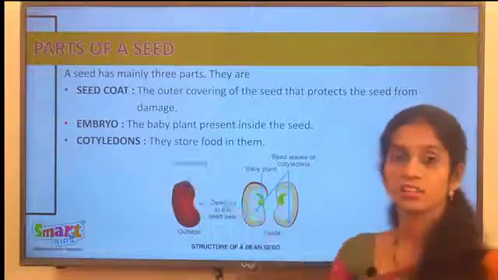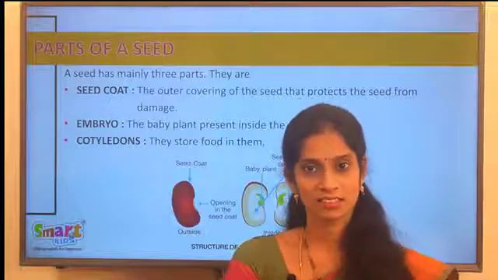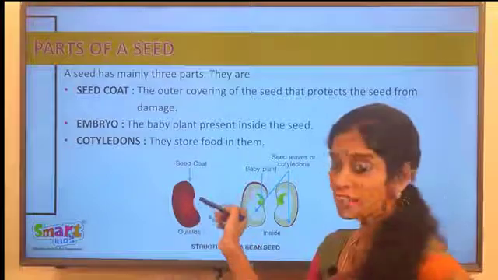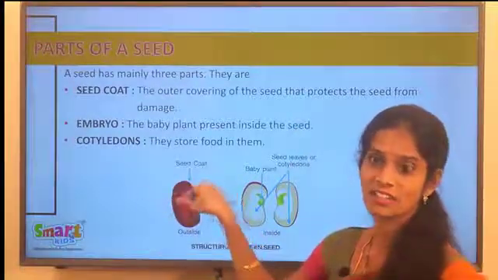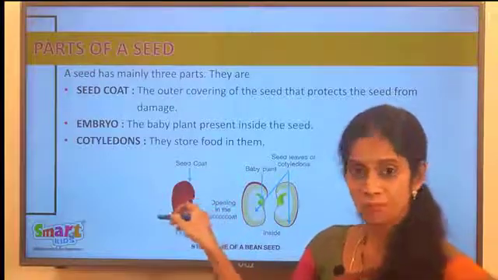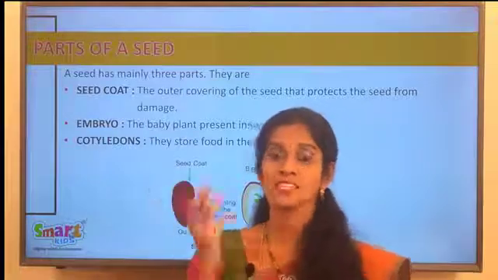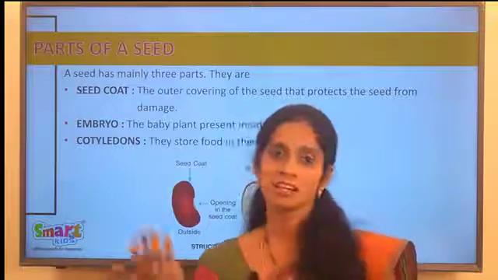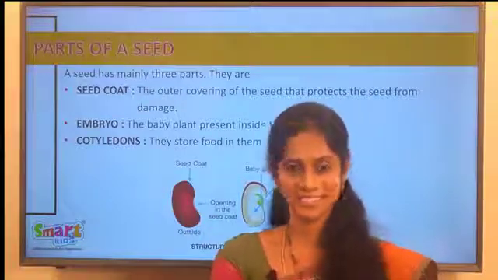For example, you wear raincoats to protect yourselves from the rain, right? In the same way, the seeds also wear a coat-like structure, the outer covering, that is called the seed coat. What does the seed coat do? It protects the seed from damage. At the time of strong winds and strong floods, the seeds may fall down and get destroyed. So at that time, this seed coat will help the seed.